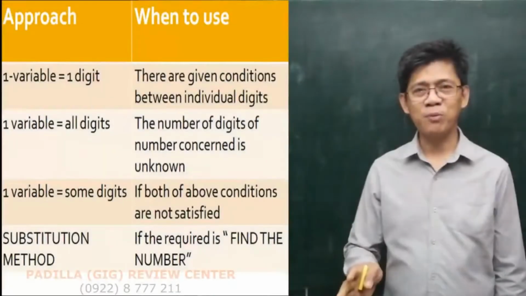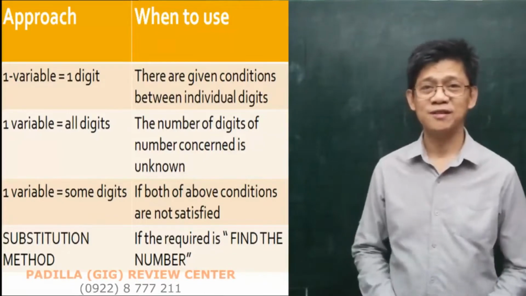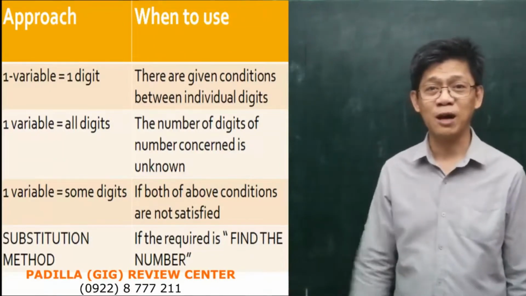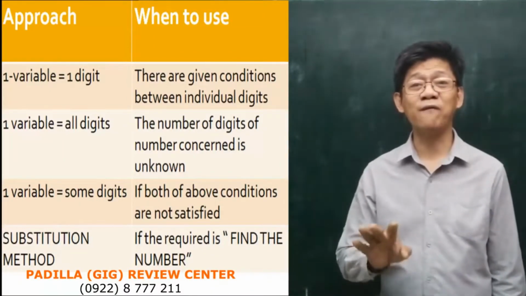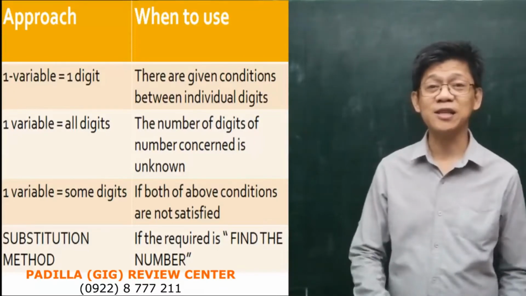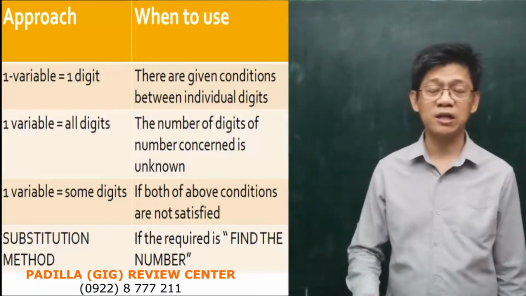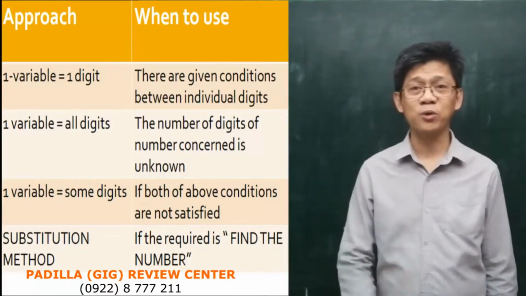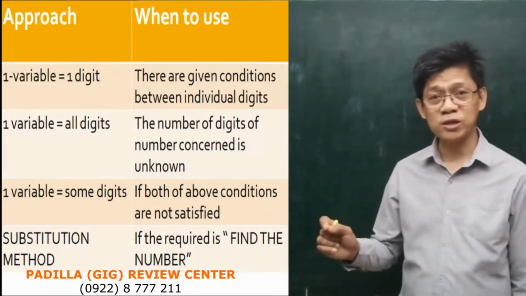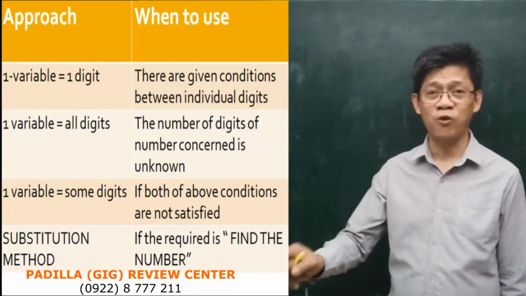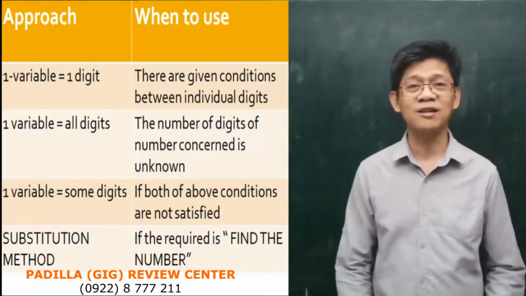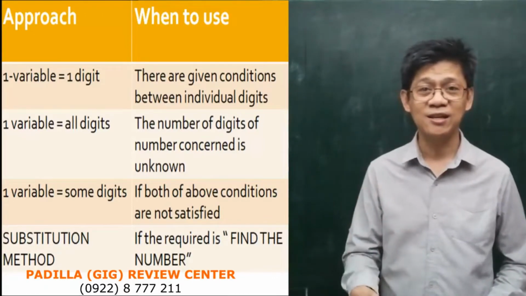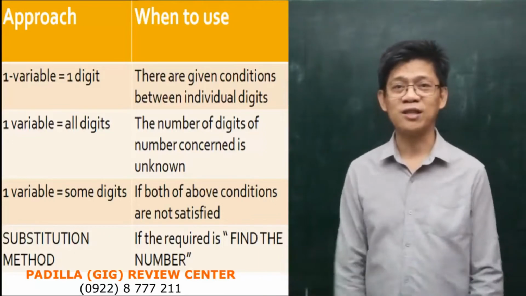For number problems, we have 4 approaches. The one-digit, one-variable approach, the one-digit, all variables approach, and the one-digit, sum-variable approach, and lastly, the substitution approach. The most practical is the fourth. It is important that upon reading the problem, you know which approach to be used. Because if approach number 3 is most applicable and you force to use approach number 1, then you are making your solution unnecessarily long and unnecessarily difficult. So let us have the fourth one, the substitution method.